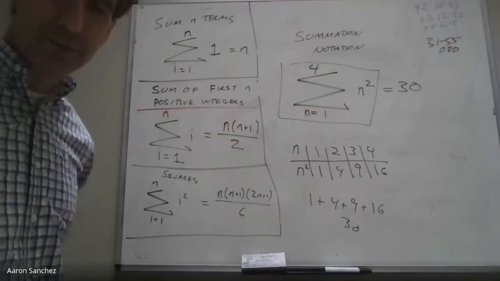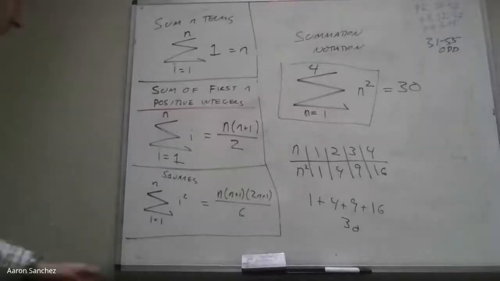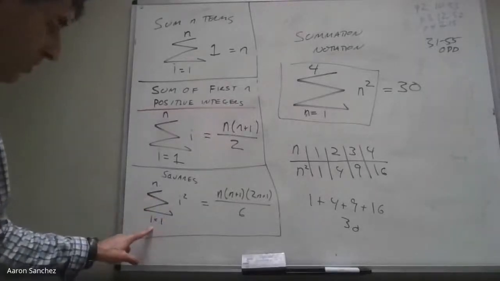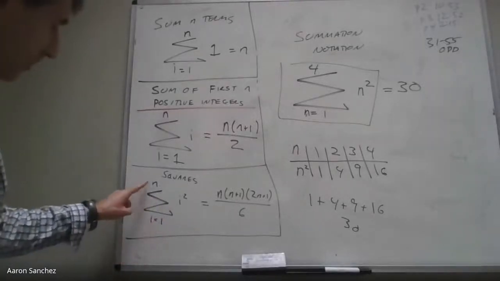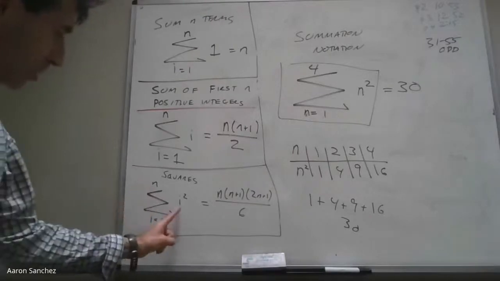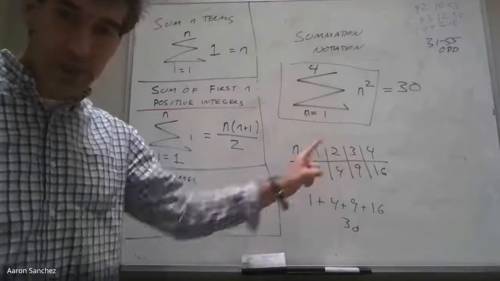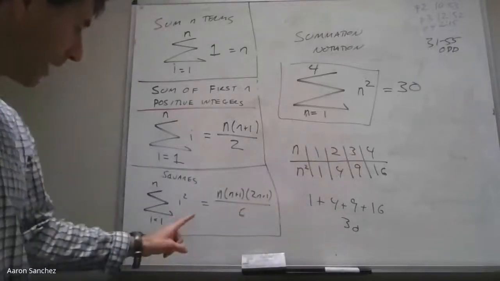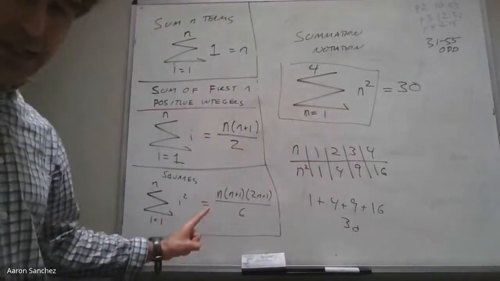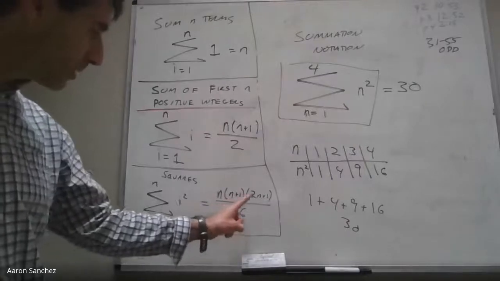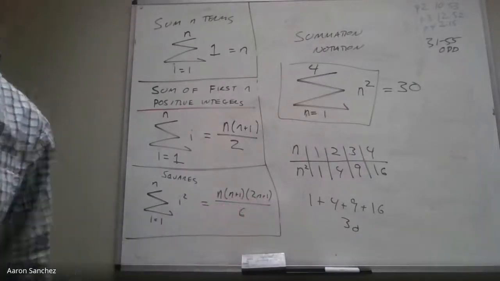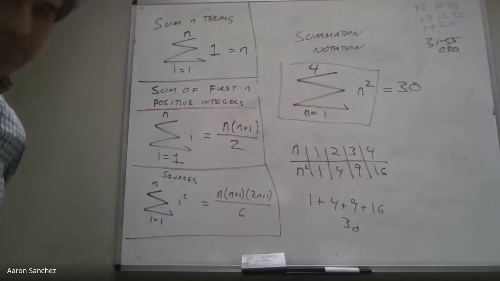That's crazy. All right. Now, if my first term is 1 and my last term is n, but I'm squaring my term, then instead of adding them all up, I can say n times n plus 1 times 2n plus 1, all divided by 6. So write that down.